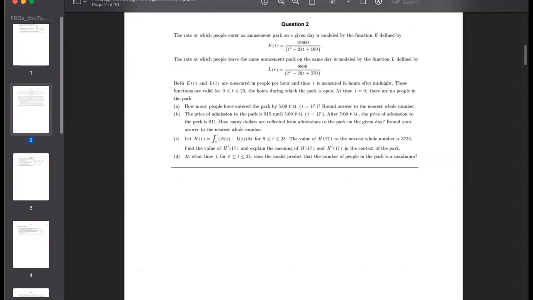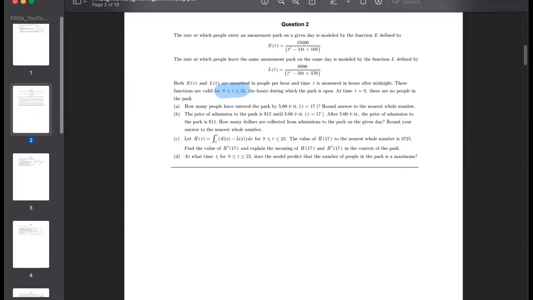But for the most part here, they're talking about the rate at which people enter a specific park after opening and the rate at which people leave the park. Now, it's important to know as we're reading this, that this is from 9 to 23. So from 9 a.m. to it looks like 11 p.m. So just keep that in mind.